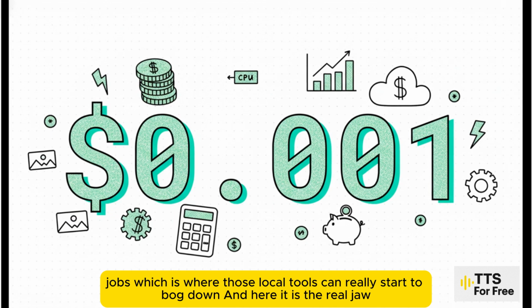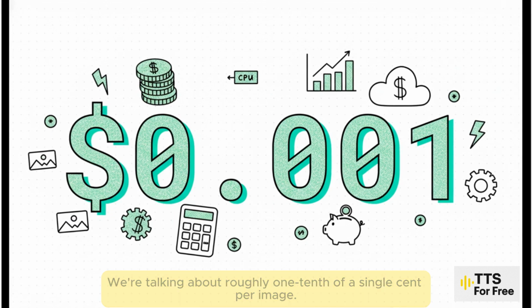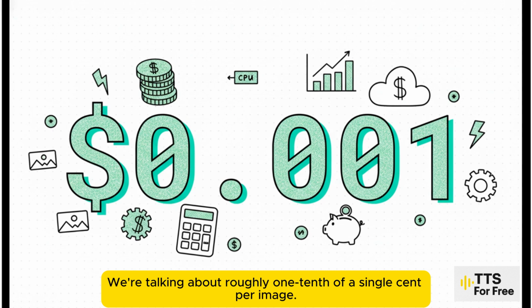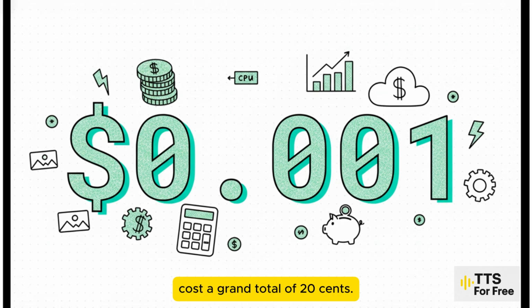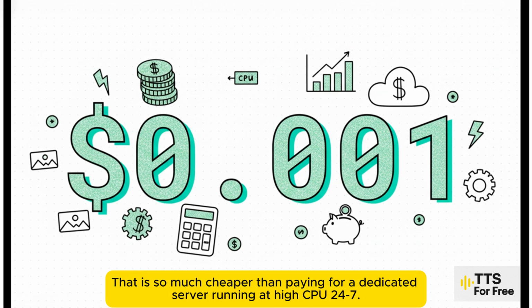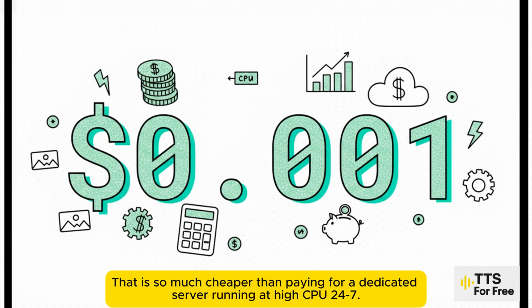And here it is, the real jaw-dropper, the cost. We're talking about roughly 1/10 of a single cent per image. The real-world test from the source article, which ran for an entire month, cost a grand total of 20 cents. That is so much cheaper than paying for a dedicated server running at high CPU 24/7.